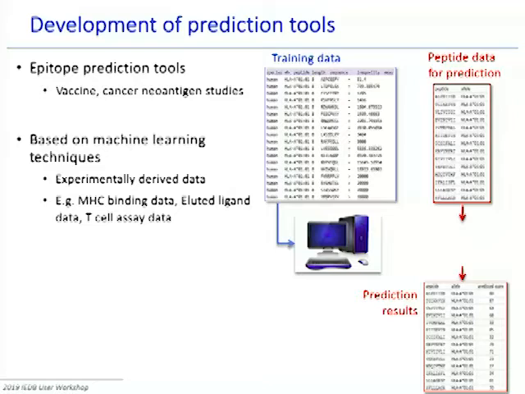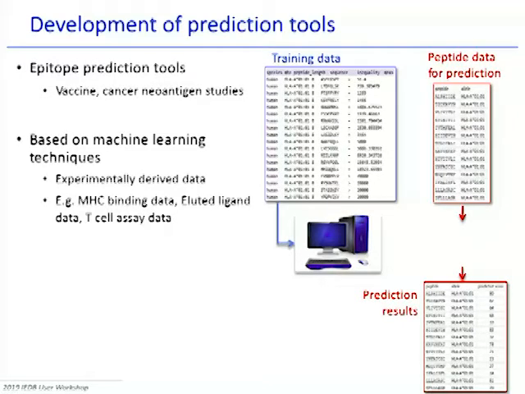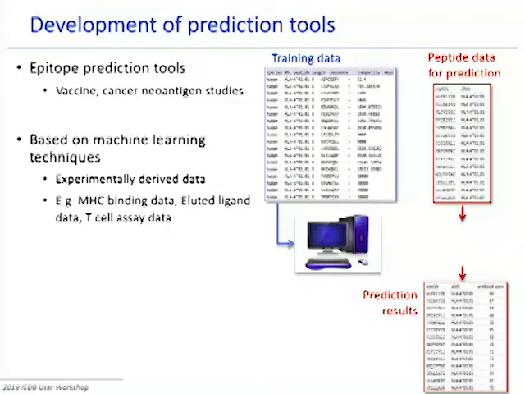So how do we develop this? We use different machine learning approaches, for example, neural network methods, to develop the algorithm or the method. And we use experimentally derived data for developing the tools and algorithms, for example, MHC binding data, eluted ligand data, and T-cell assay data. We get most of this data from IEDB itself. Sometimes we generate data specifically for this purpose, and we are providing most of this training data in our database. I will explain that later.